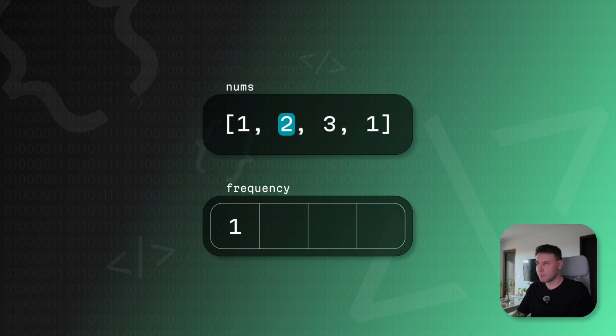Next up is 2. It is also not in the set, so we add it as well. Same with 3, not in the set, so we add it. And finally, we get the last number, another 1. This time, when we check the set, we see that 1 is already there.